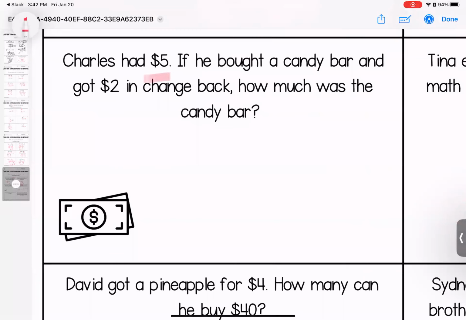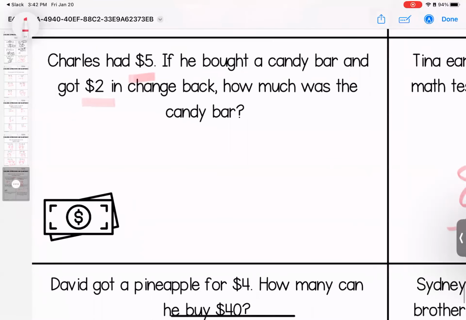Charles had $5. If he bought a candy bar and got $2 in change back, how much was the candy bar? So he had $5. He spent an unknown amount of money and he got $2 back. So we want to know what he spent.